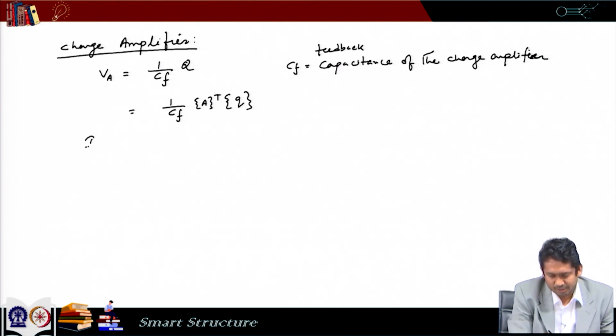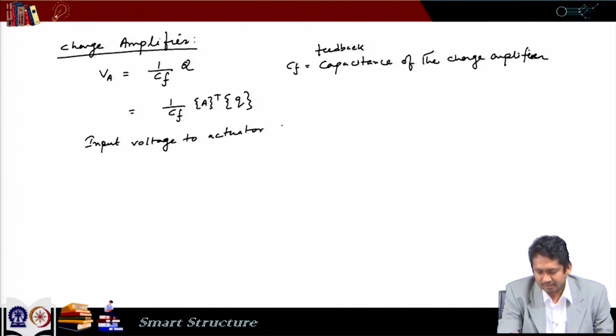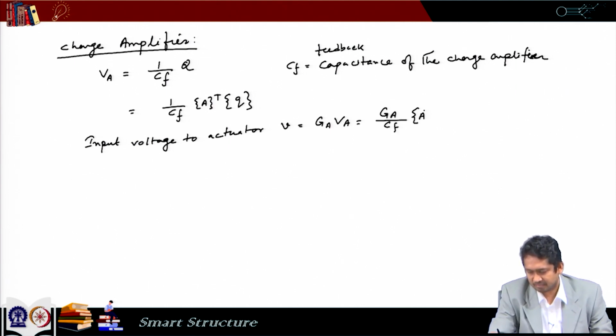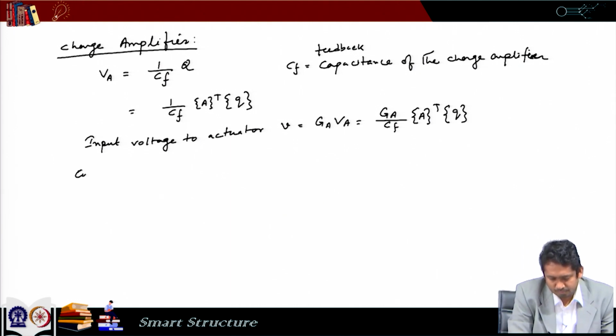So, the input voltage to the actuator can be written as V is equal to, we multiply by some gain G A with the V A. So, it is G A by C F, A T, Q, and current to voltage converter.